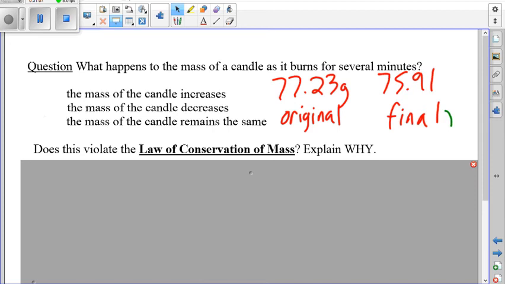So think about it in your heads for a minute, okay? What happened to that mass? Did I destroy the mass of that candle? What the heck? Blowing minds.